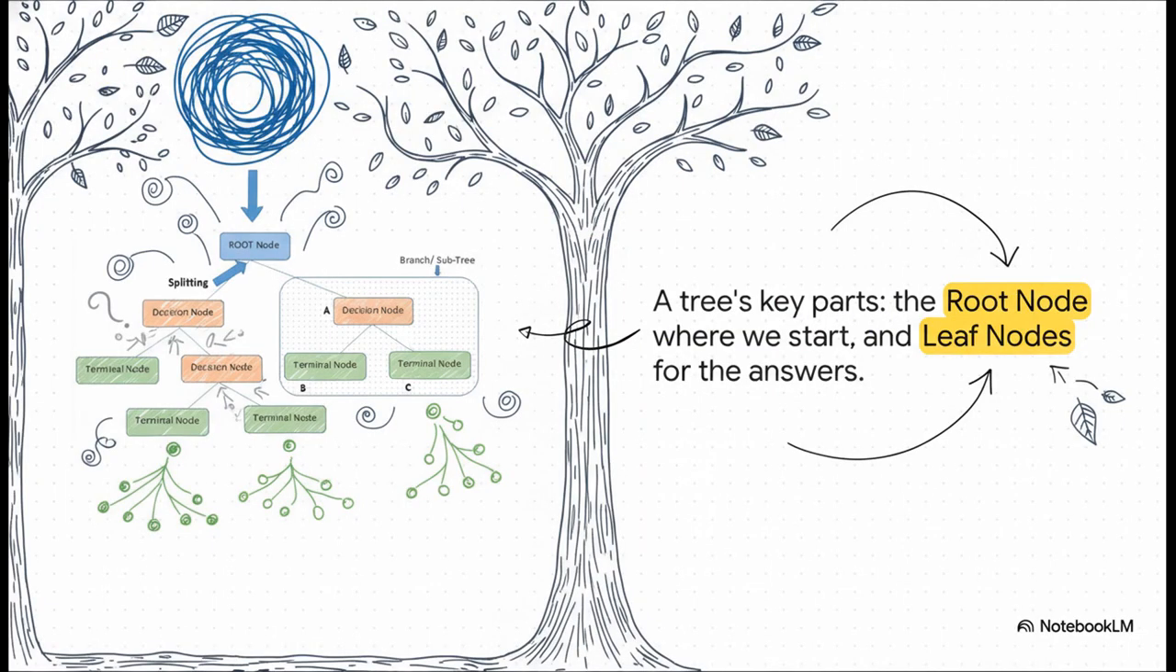Okay, so let's get familiar with the basic anatomy here. Every tree has three main parts. It all kicks off at the root node. That's where all our messy, unsorted data lives. From there, the tree branches out at these decision nodes, which are just the questions we ask to split the data up. And at the very end of those branches, you get the leaf nodes. Those are our final answers.